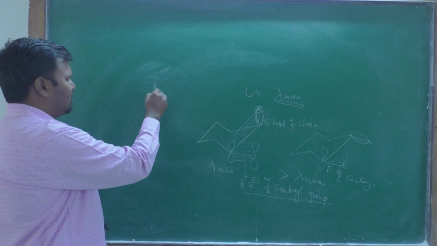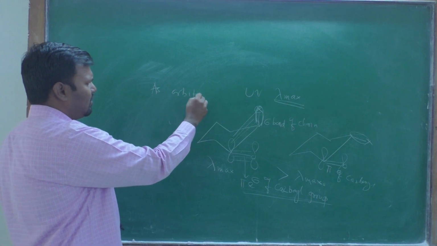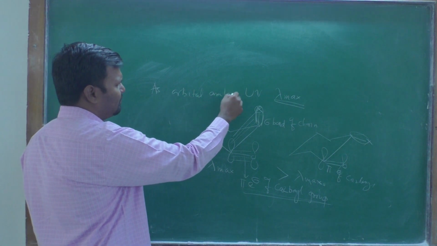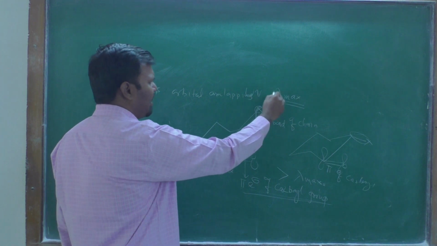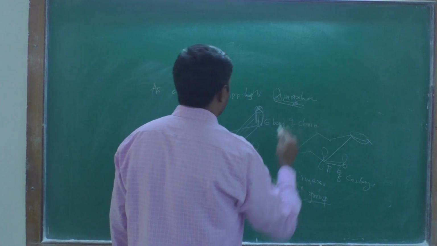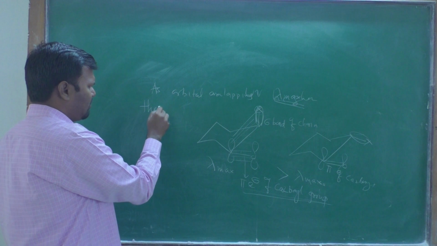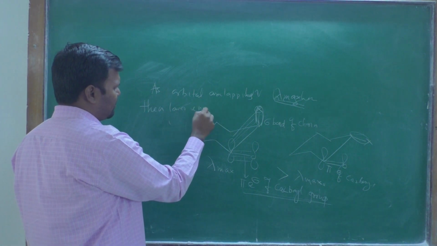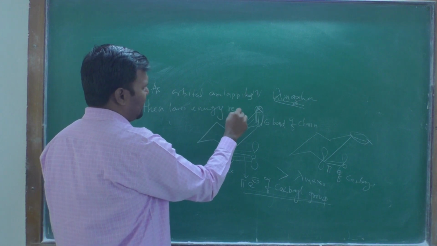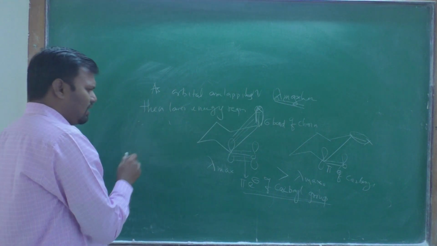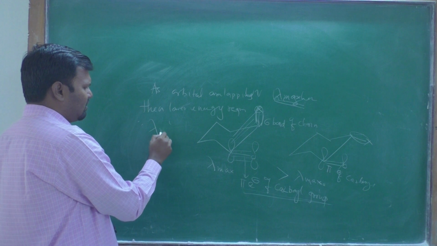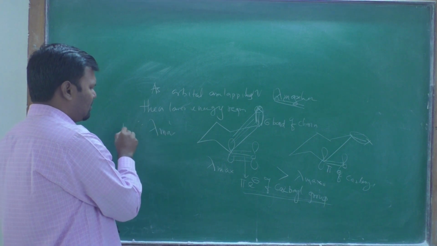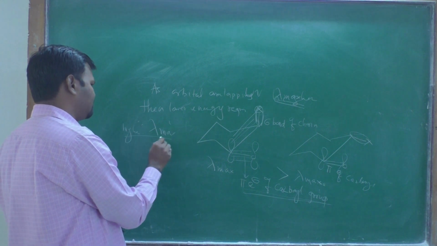As orbital overlapping is higher, then lower energy is required, and hence it is absorbed at the higher lambda max. Higher lambda max means the lower energy.